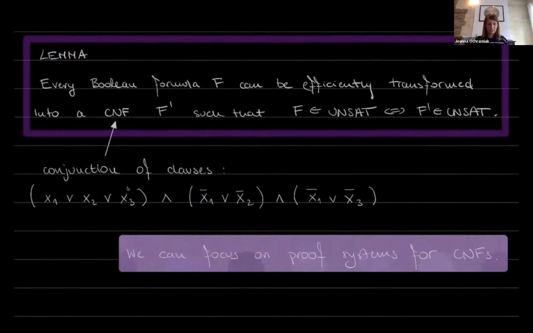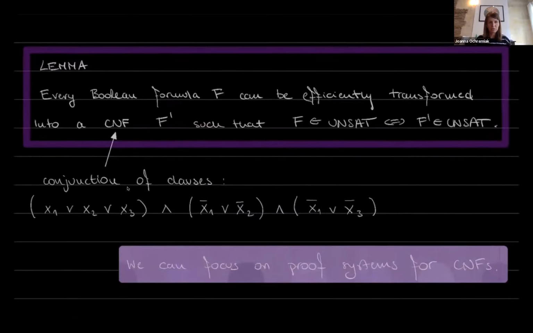Before we start this part, let me give you this lemma. It's not very difficult to prove that any Boolean formula, any propositional formula, can be efficiently translated into one which is a CNF. This is a translation which preserves unsatisfiability: f is unsatisfiable if and only if f prime is unsatisfiable. Just a reminder, a CNF is a conjunction of clauses. Here you have an example.